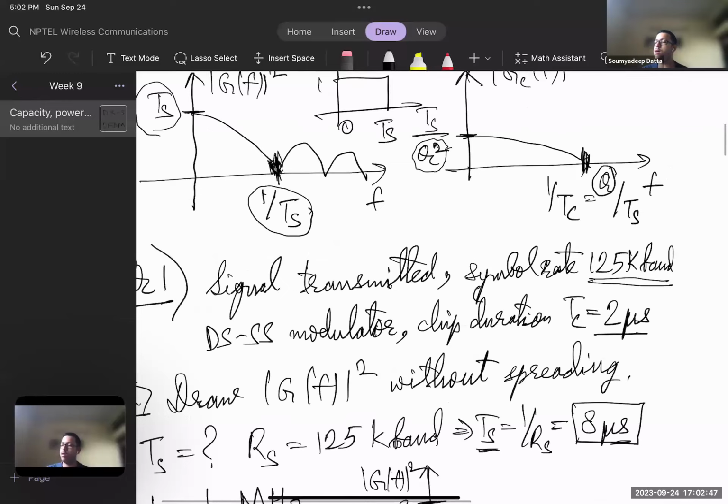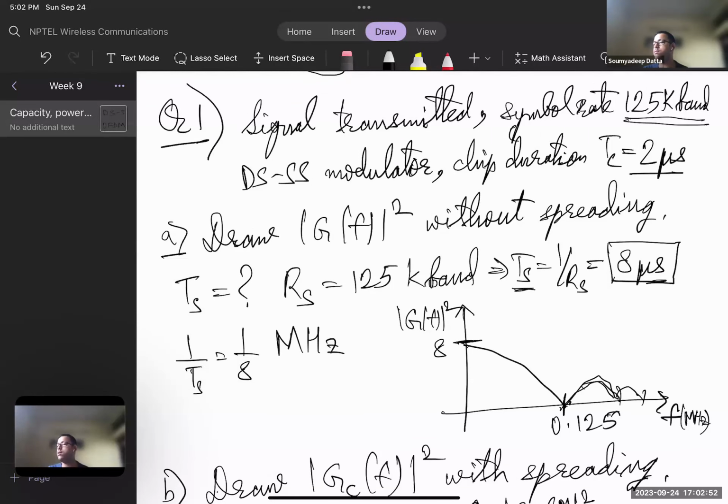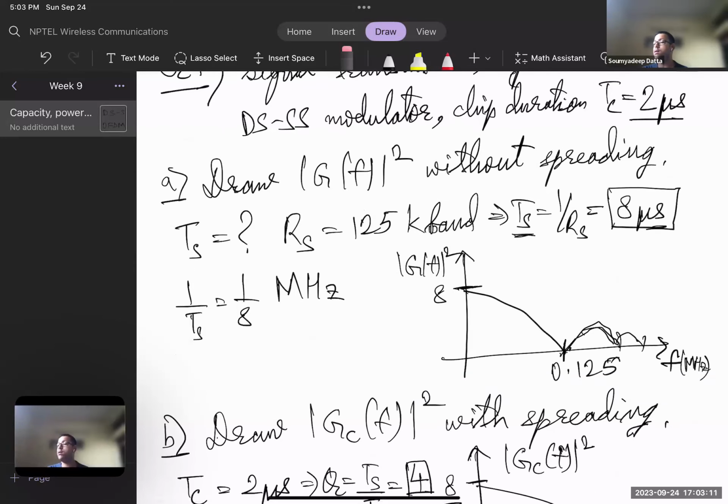So in your question, you will be asked to do this kind of mathematics. You'll be given a symbol rate. From the symbol rate, you can calculate the symbol time, which is 1 by symbol rate. And from there, if you are not applying spreading, your pulse shape will look like this, where you have amplitude Ts and the crossover point is 1 by Ts, which is 1 by 8.125 megahertz.